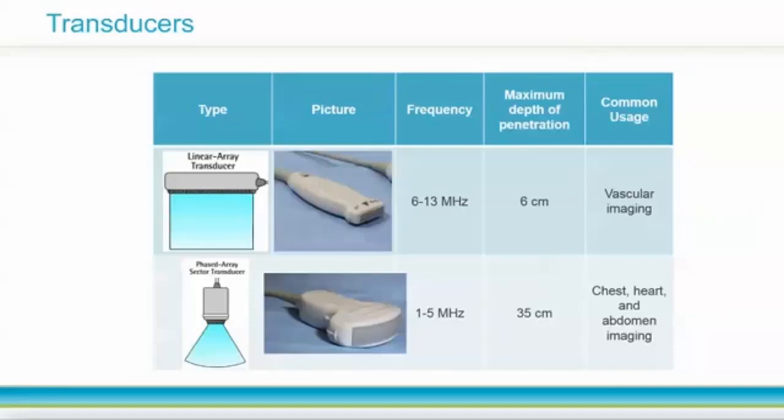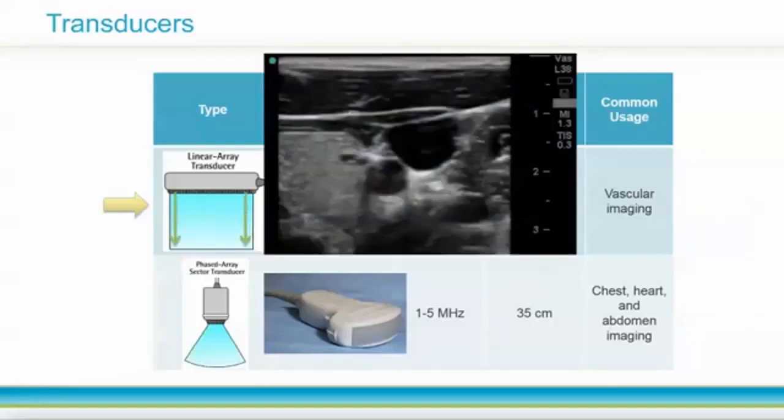To illustrate, here we see two commonly used probes. The linear array transducer is high frequency, 6 to 13 megahertz, and has a maximum depth of penetration around 6 centimeters. It produces a beautifully detailed, rectangular-shaped image that is ideal for superficial applications like vascular access.